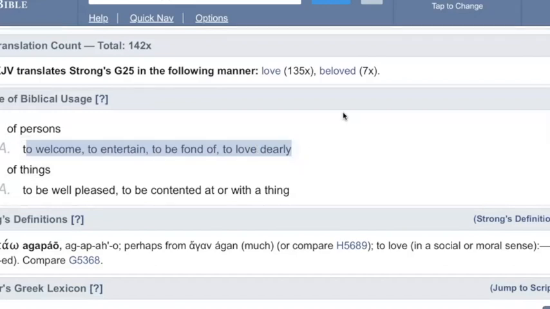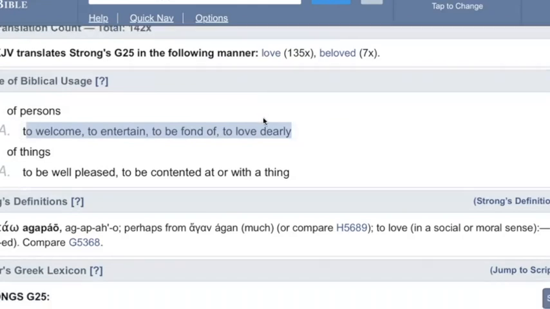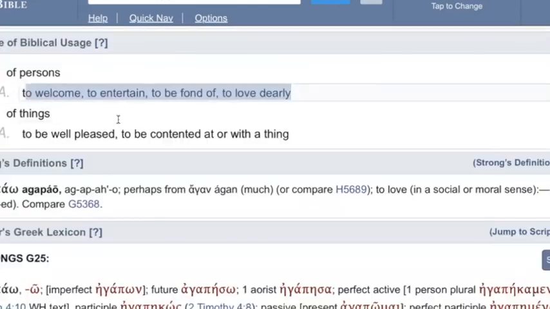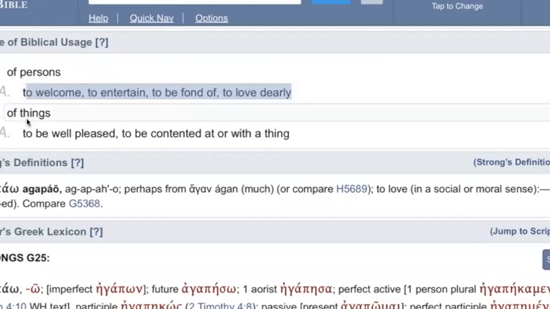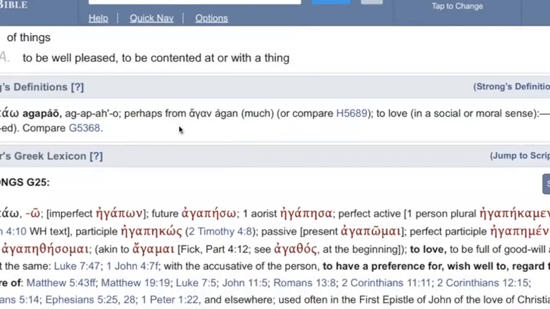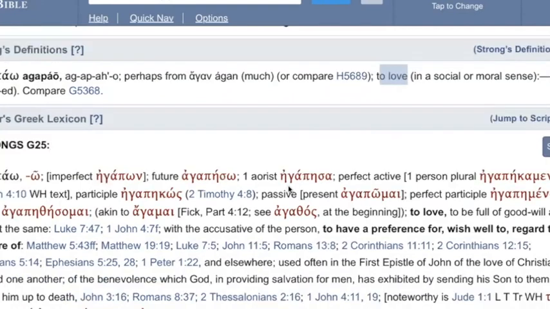And it seems like every Christian knows what agape love is. So that's what this is. This is the verb form of it. If it's of things, it's to be well pleased, to be contented at or with a thing. Strong's definition, you kind of have to work your way through this, to love. So he only gives one.